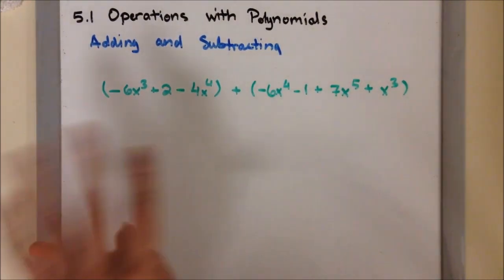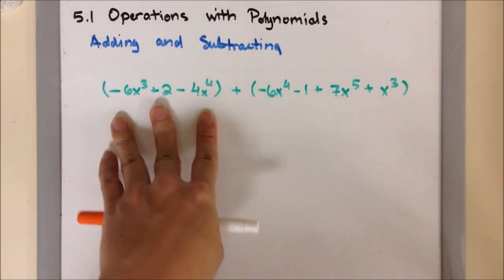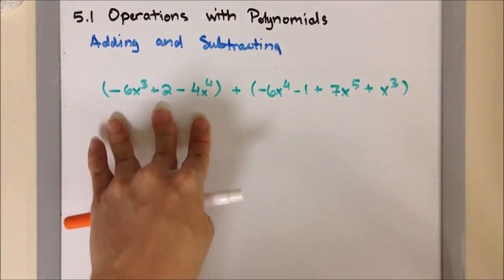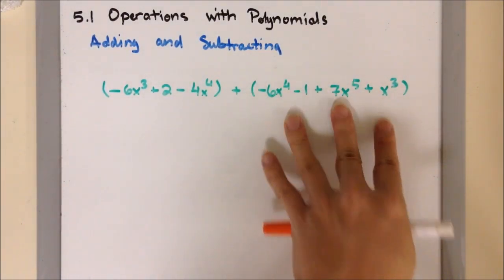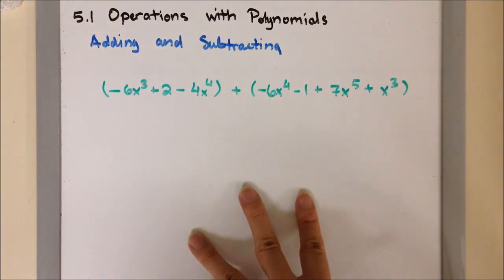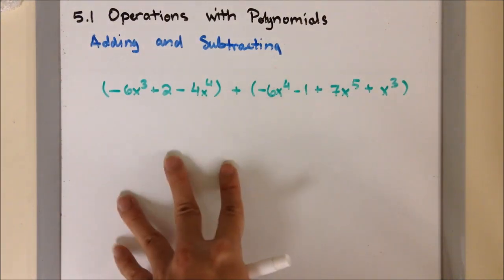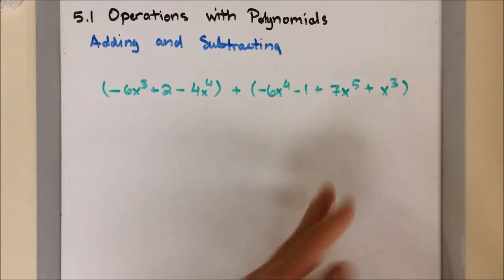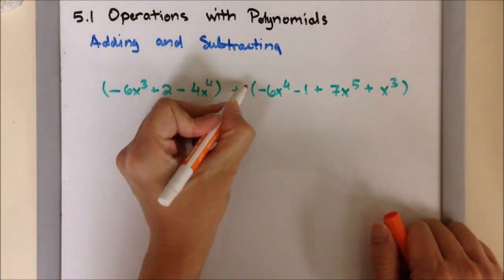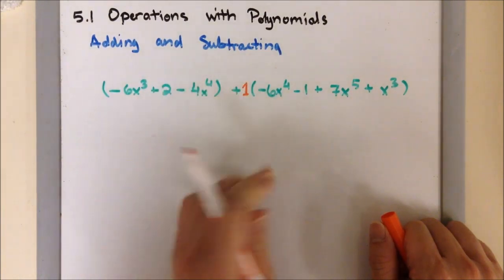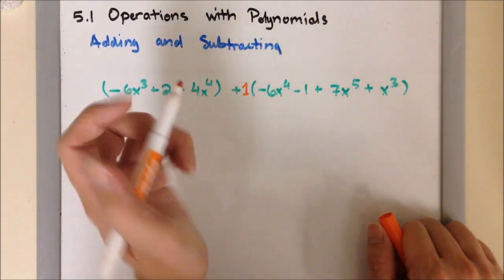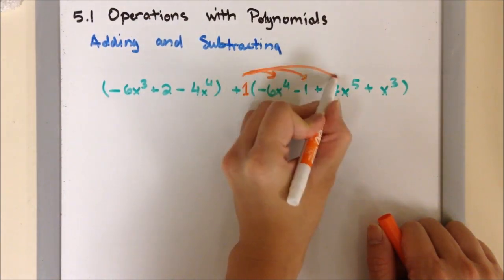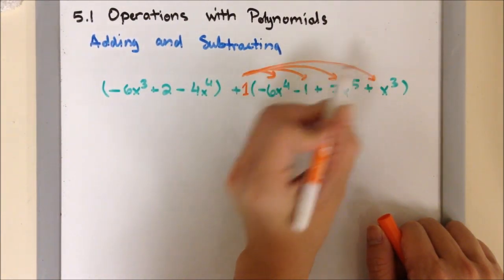In this example, I have a 3-term trinomial being added with a 4-term polynomial. So even though this is 3 terms, this is 4 terms, I can still combine them by adding. It's just that, again, when you combine like terms, make sure that it has the same variable with the same exponent. So, my invisible 1, going to distribute to the terms that is directly in front of the parenthesis, so this set.